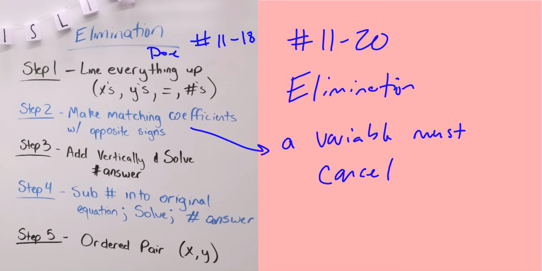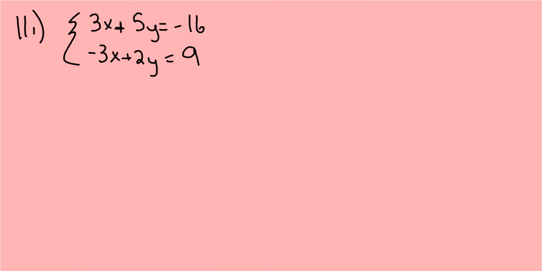Step 2, make magic coefficients. Sometimes that's done for you. Sometimes you have to multiply by one number. Sometimes you have to multiply by two numbers. Like you have to multiply the top by a number and the bottom by a different number. Add vertically and solve. This should always be easy. If it's not easy, you messed up. And steps 4 and 5 are the same as before.